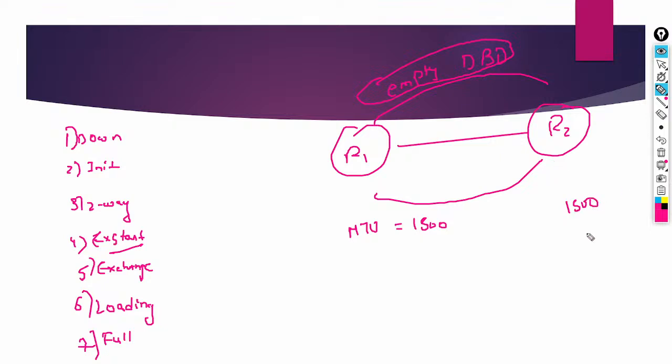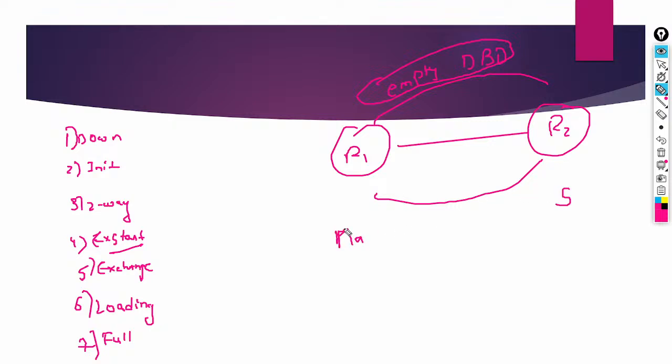If, for example, R2 is unable to send 1500, and R2 sends 1470 or 1460, then what happens? The MTU will be mismatched and the neighborship will be stuck in the ExStart state itself. So to move ahead, both MTU sizes should match with each other. Once the empty DBD is exchanged in the ExStart state, they will elect a master and a slave router.